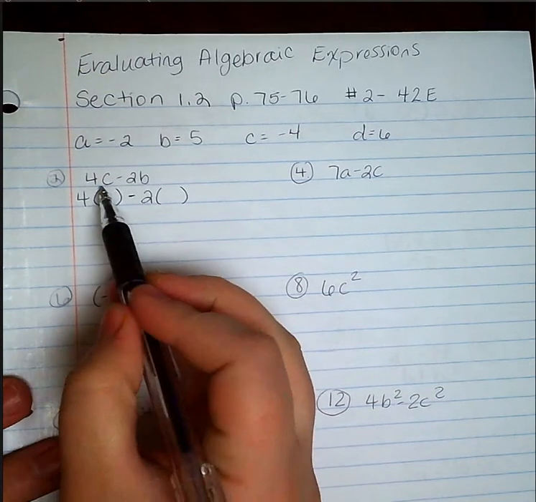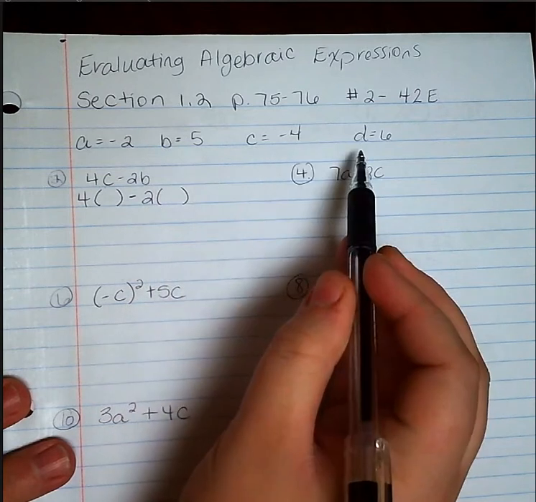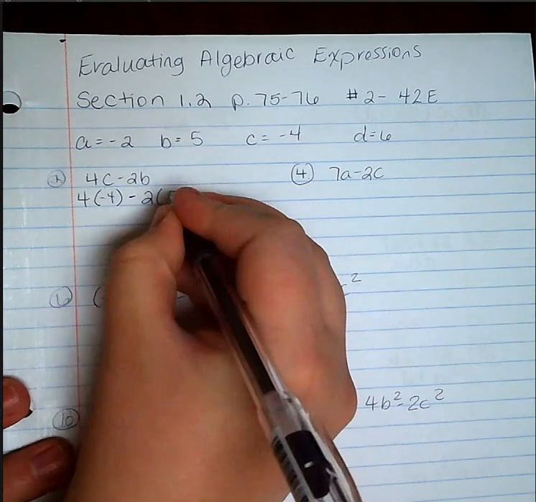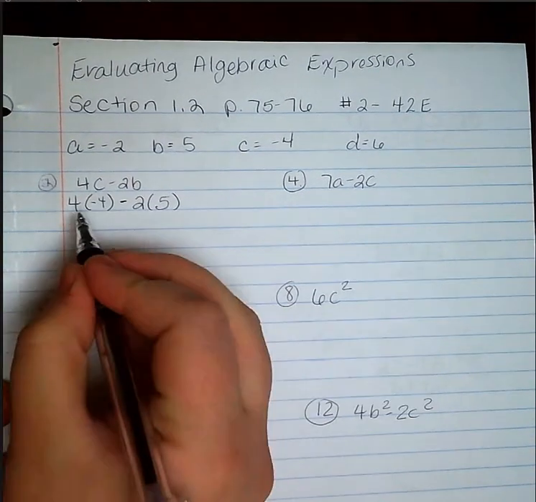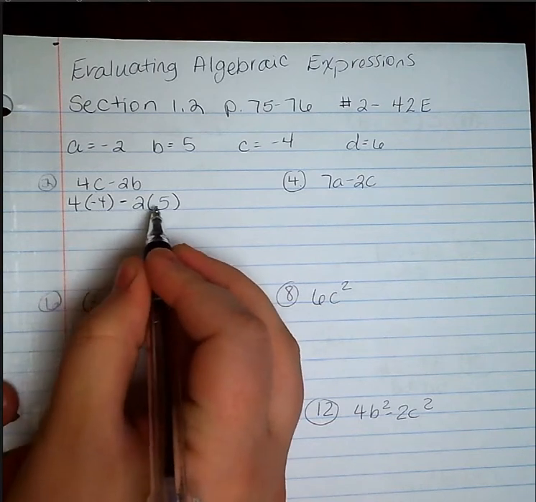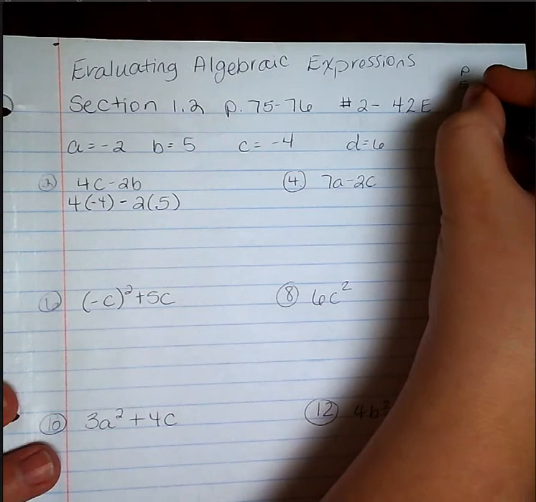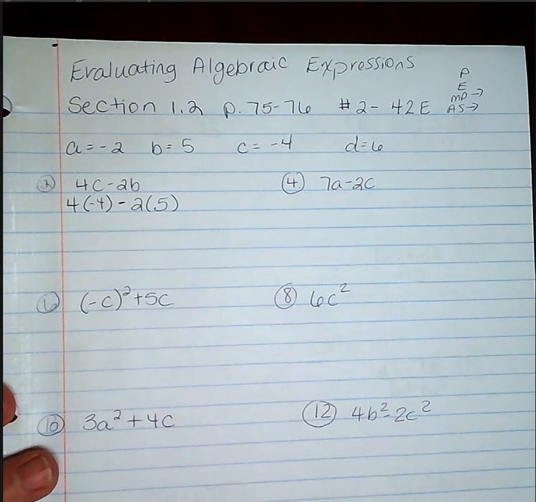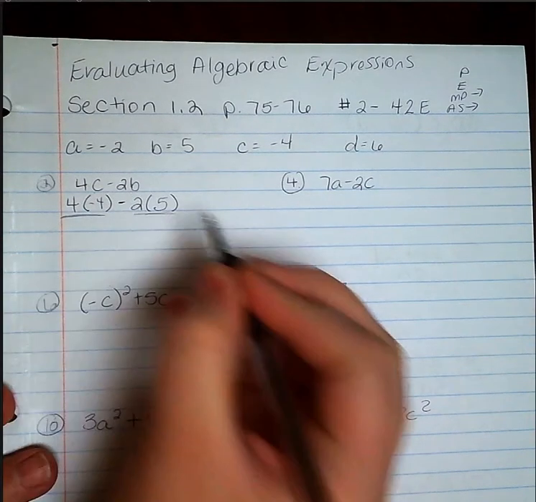So we said that c is negative 4, and all of these values up here are values they gave you in the book. So c was negative 4 and then b was 5. So now they want us to evaluate. We have multiplication, subtraction, and then multiplication again. Remember, in your order of operations, that's please excuse my dear Aunt Sally. Multiplication is going to come before subtraction, so we need to take care of both of these multiplication problems first.